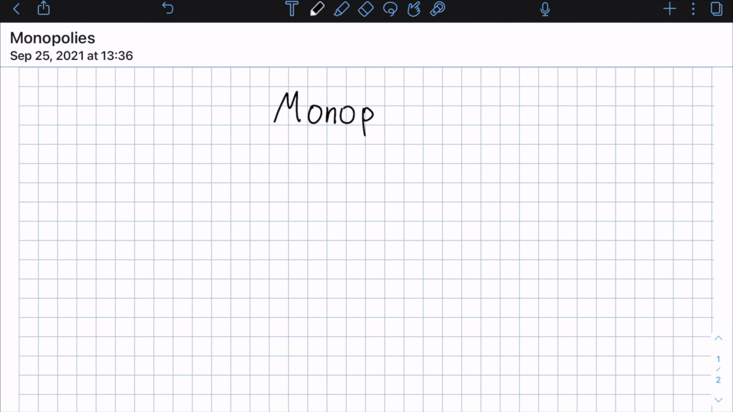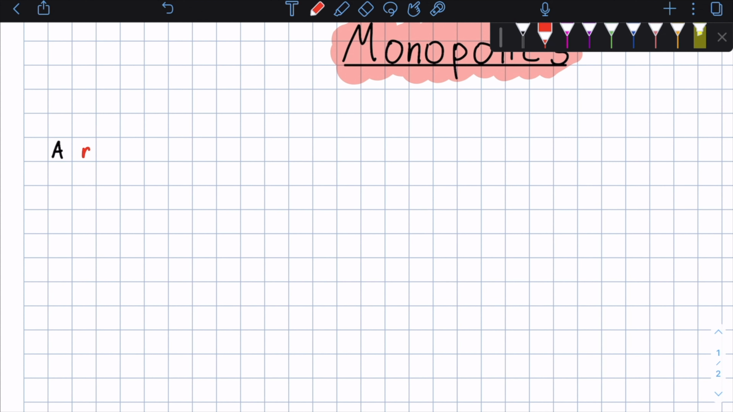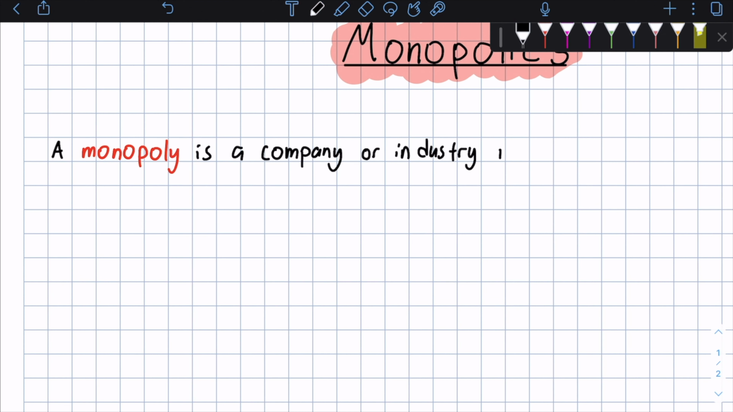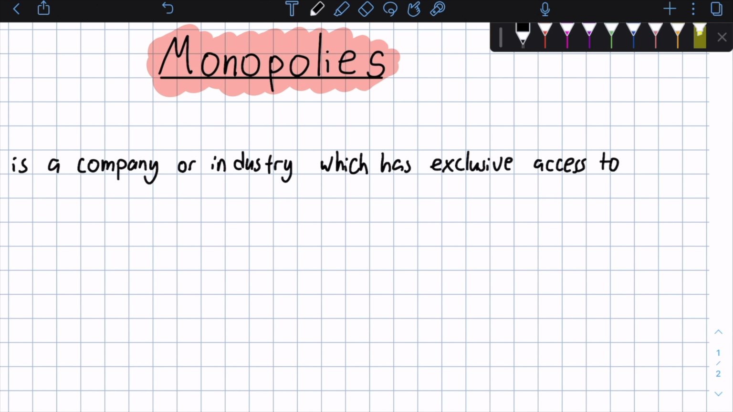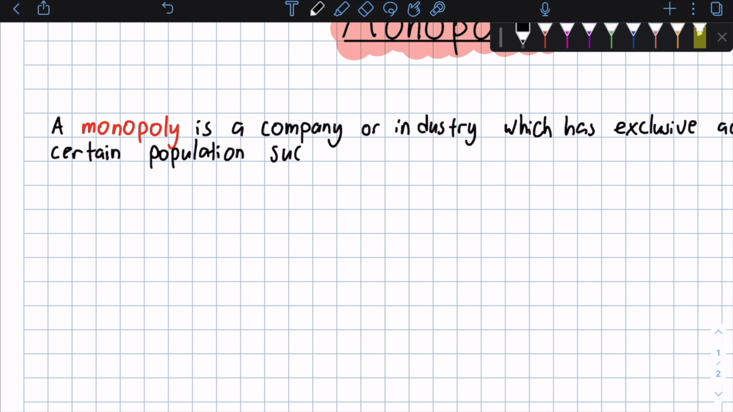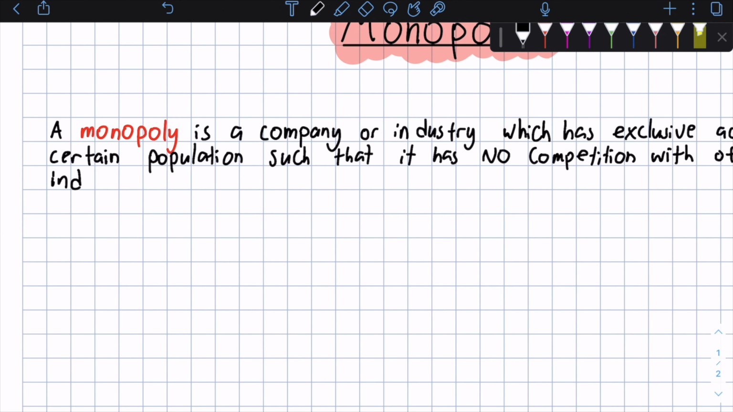Hey guys, welcome back. And today we're going to be talking about monopolies. A monopoly, in general terms, is a company or an entire industry which has exclusive access to a certain population or region, such that there's no competition from other firms or other industries in that region.